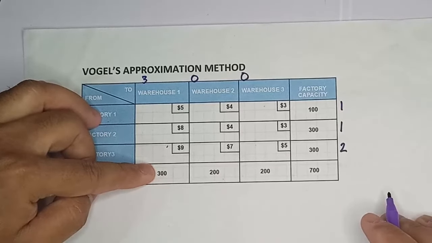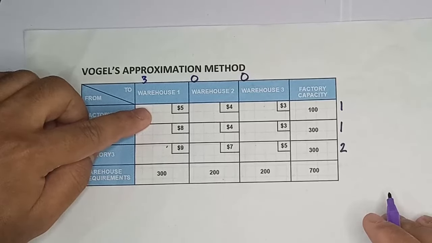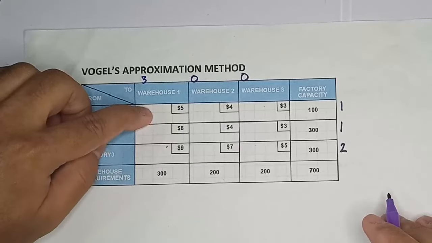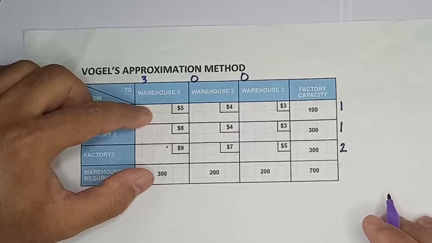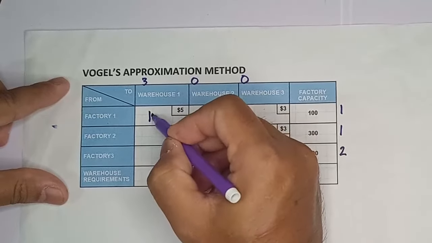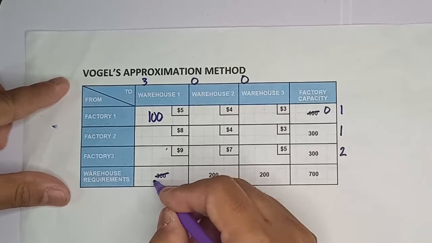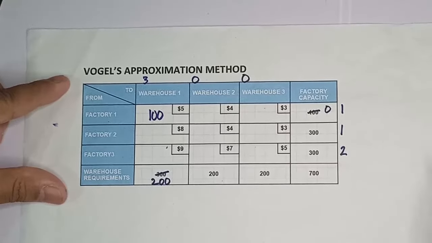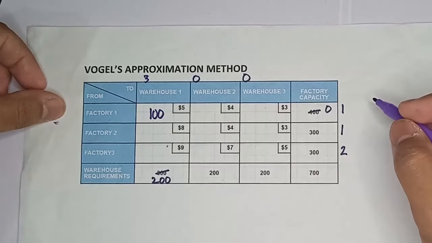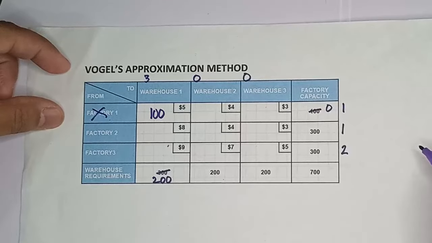Then, assign as many units as possible to the lowest cost cell in this column. So, the lowest cost is $5, which involves factory 1 and warehouse 1. So the demand of warehouse 1 is 300 units. The capacity of factory 1 is equal to 100 units. So we can allocate 100 units on this cell. Factory 1 will be equal to 0 and warehouse 1 equal to 200 units. Since the capacity of factory 1 is already exhausted, we can now cross out this row. It will no longer be included in the next round of computation of opportunity cost.